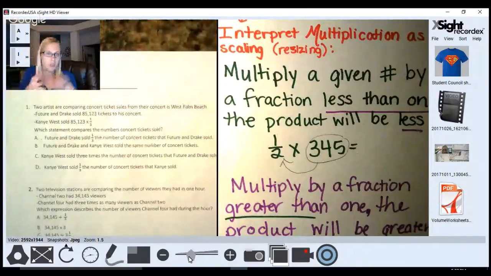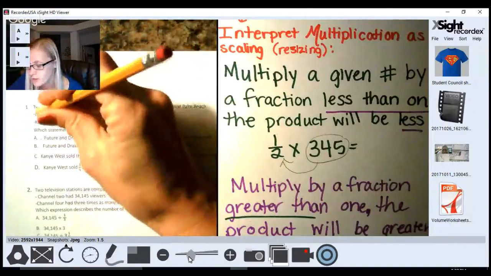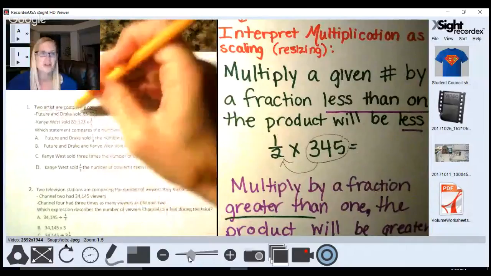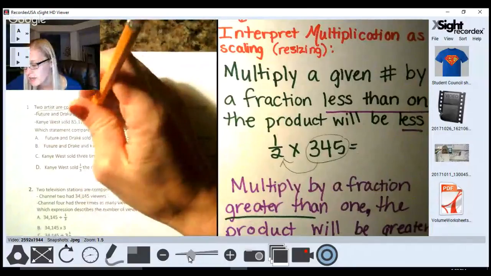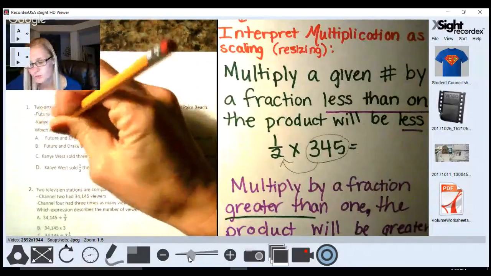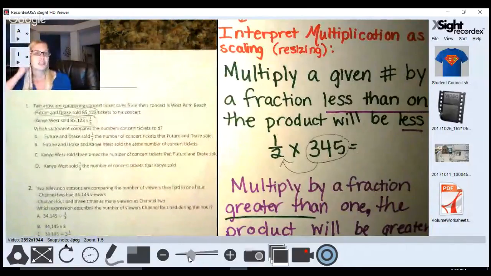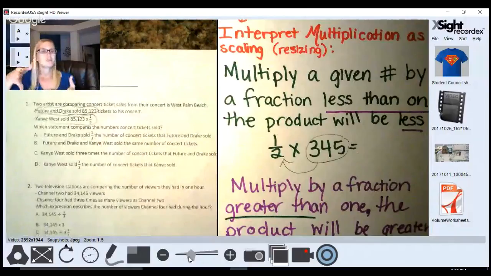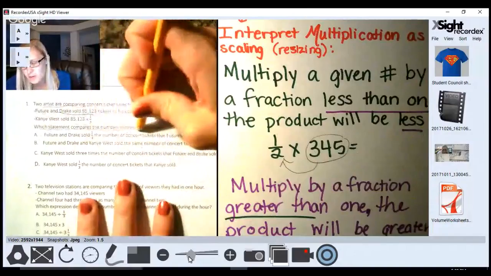So before I even want to look at my actual answer choices, I want to go through and unwrap it so I make sure that I understand what the question is actually asking me. So with cubes, we're going to circle out our important numbers first and what they represent. So 85,123 is representative of how many tickets that Future and Drake sold. And then the same thing here, I see 85,123 times 1/3, and that's representative of how many tickets Kanye sold. So what I want to do is underline my question, which is saying which statement compares the number of concert tickets sold.